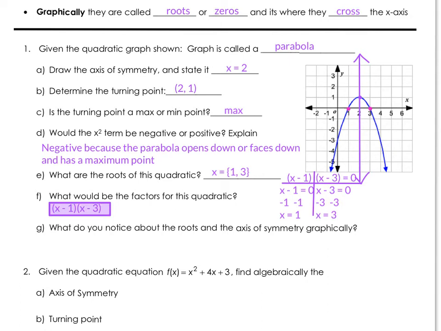What do we notice about the roots and the axis of symmetry? If we look here, how does the axis of symmetry relate to the roots? Pause the video and think about that for a second. See if you can come up with a way that those roots relate to the axis of symmetry.